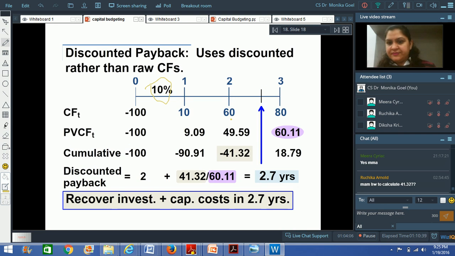Another way of doing it is 60 divided by 1.1, you get 54.54. Again divided by 1.1, you get 49.58. Got it, Ruchika?